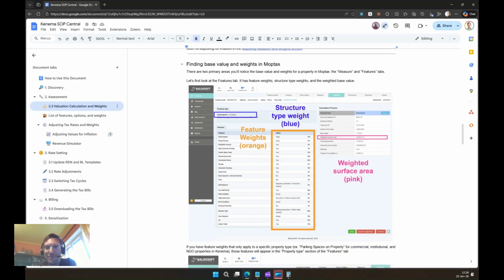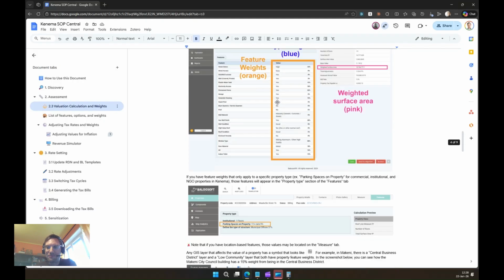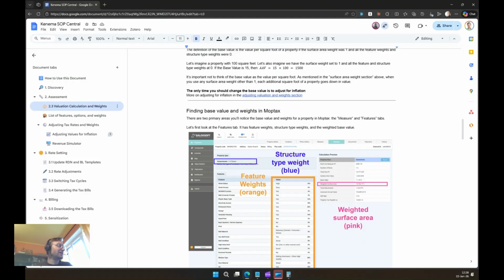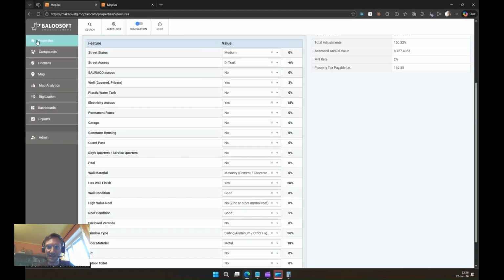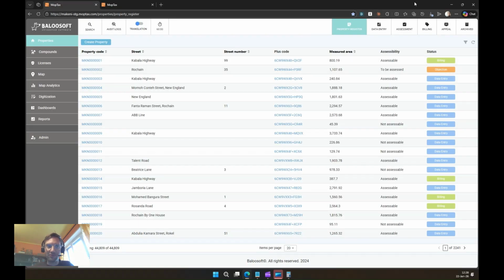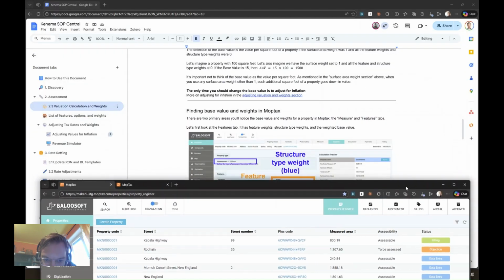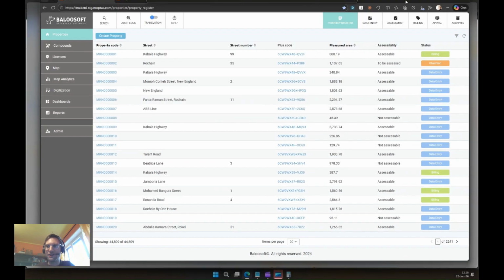Now, finding the base value and the weights in the mass appraisal tax, the things that we've talked about. I'm going to use the McKinney City Council building as our example, and that is property number 27091 in McKinney.